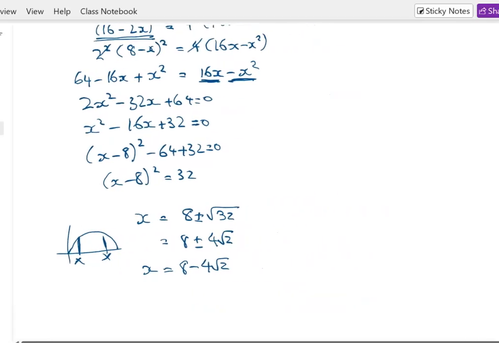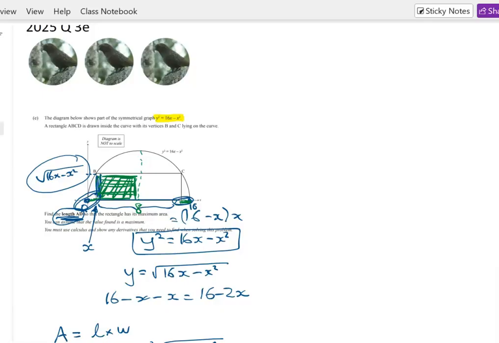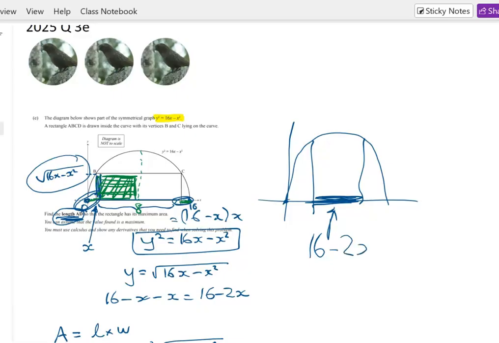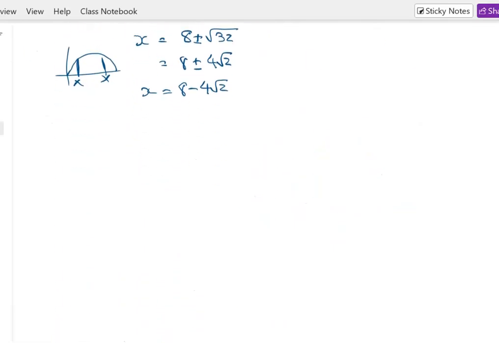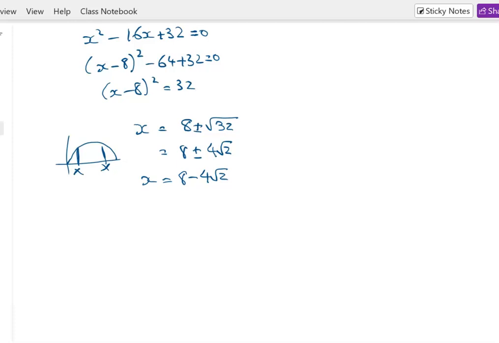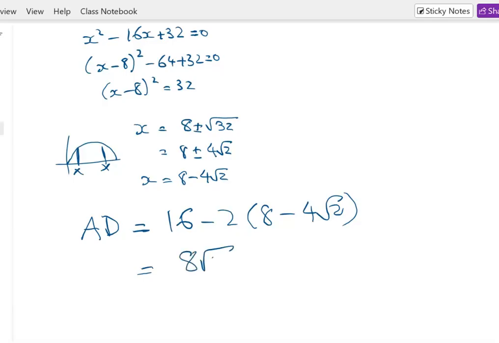Going right back to the start, remember what we need to get. Let me draw that graph badly again here, so there it is. We want to find the length AD, which is this, and this is 16 minus 2x. So we're not quite done. I haven't seen the schedule, but I'm guessing that getting down to there is probably merit. If you get to there, you're highly likely to get the last bit. So length AD is equal to 16 minus 2 times 8 minus 4 root 2, which gives me 16 minus 16, so we get 8 root 2.